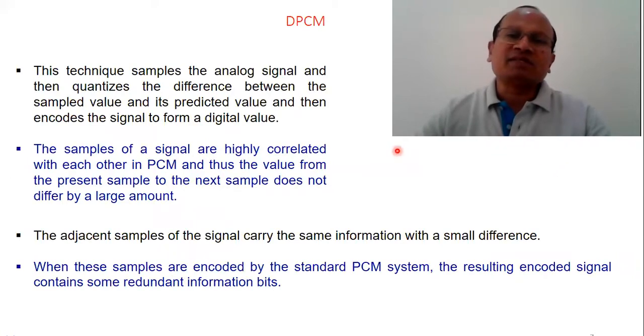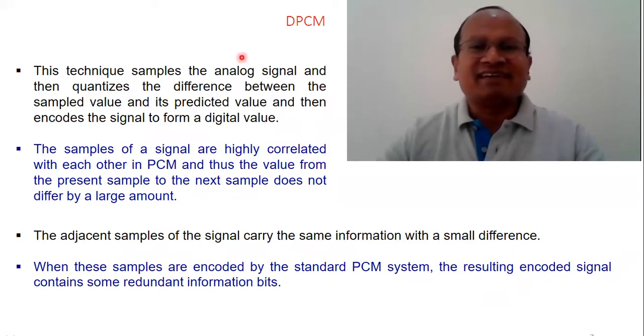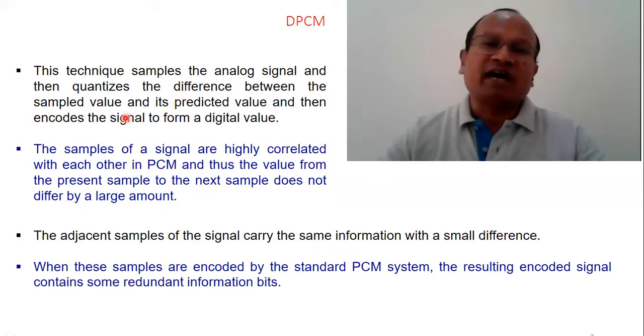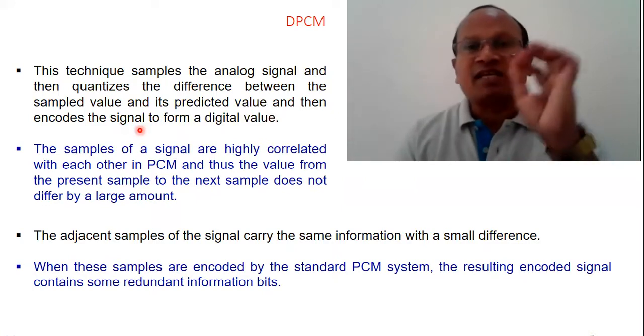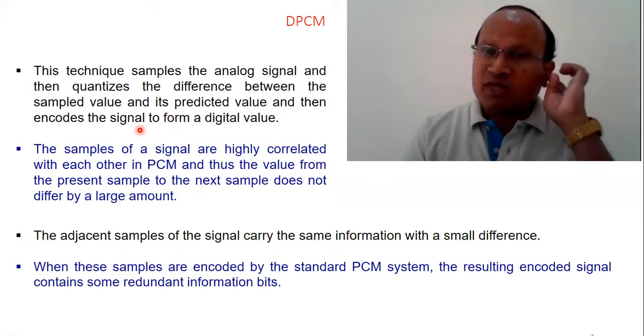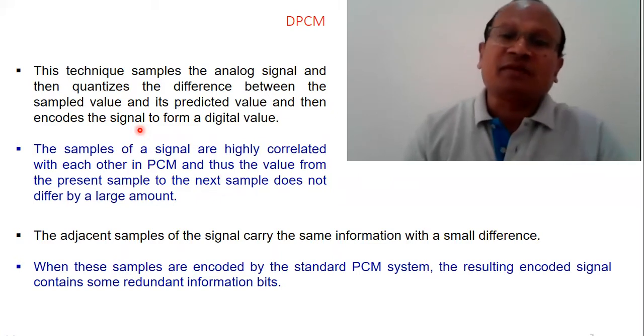Next is DPCM. This technique samples the analog signal and then quantizes the difference between the sampled value and its predicted value, then encodes the signal to form a digital value. This is the main difference. We have studied DPCM in detail.